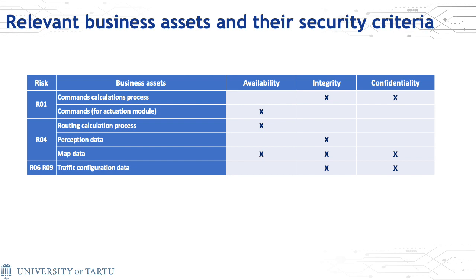Relevant business assets and their security criteria. In our assessment, we identified 10 risks. 4 of them are high priority and will be the ones that we will discuss in the presentation. Then, these 4 high priority risks affect 6 business assets in total. This table gives a quick overview of how our high priority risks exactly affect business assets by defining their security criteria in terms of availability, integrity, and confidentiality.